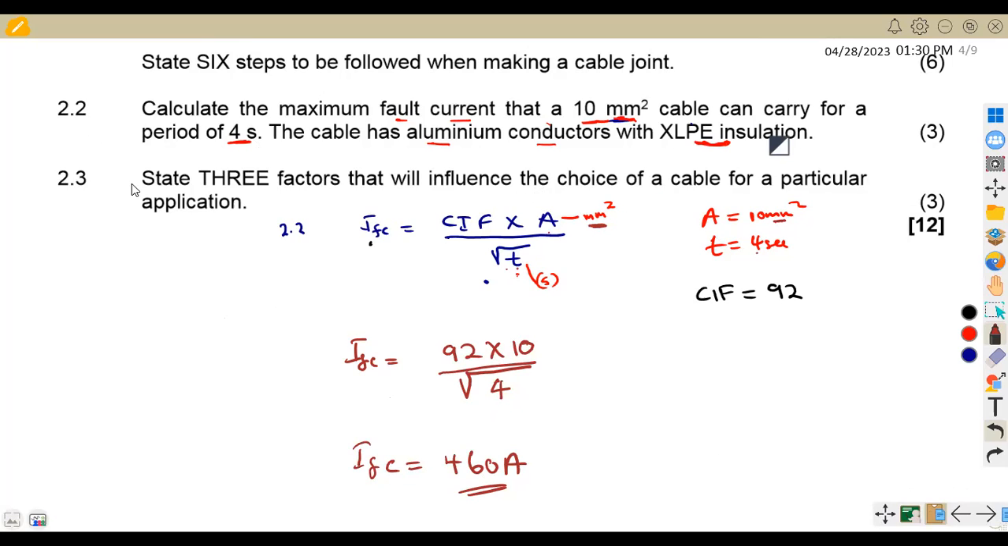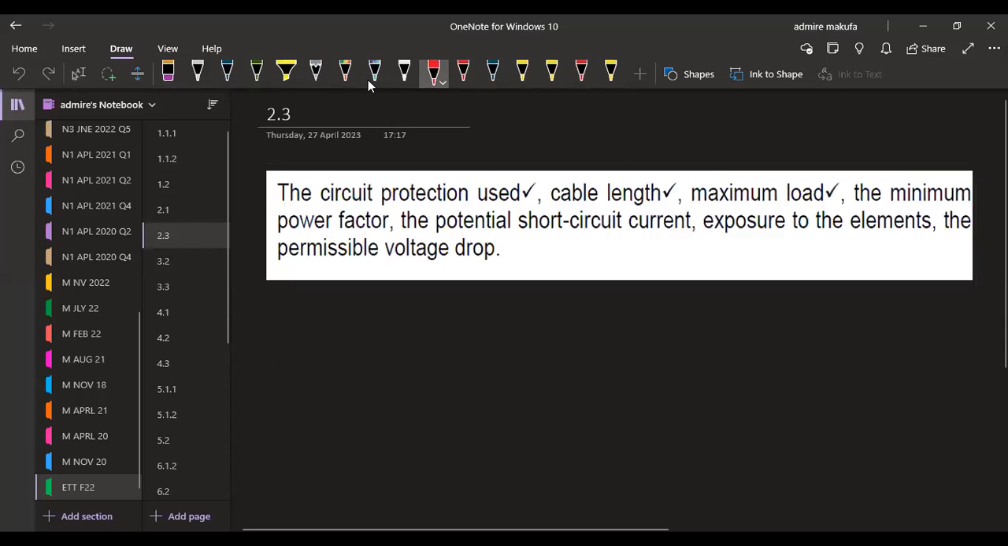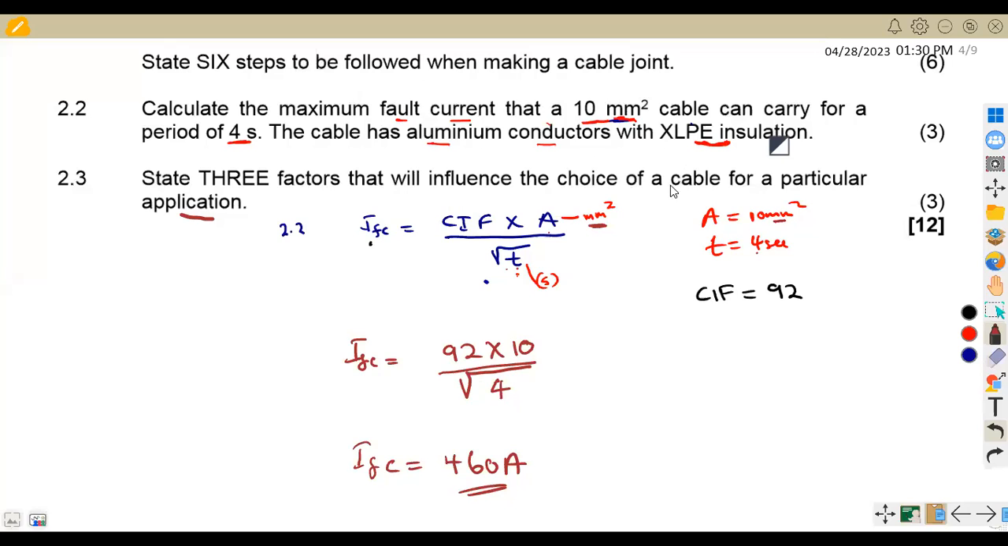On 2.3, we are now asked to state 3 factors that will influence the choice of a cable for a particular application. 3 marks for that. If you are dealing with the choice of a cable, what is it that is required? All right. So I've got these ones: the circuit protection used, the cable length, the maximum load, the minimum power factor, the potential short circuit current, the exposure to the elements, and also the permissible voltage drop. So these are the factors that you are supposed to consider whenever you are to choose a cable for any application. All right, so that was our question 2, having a total of 12 marks.